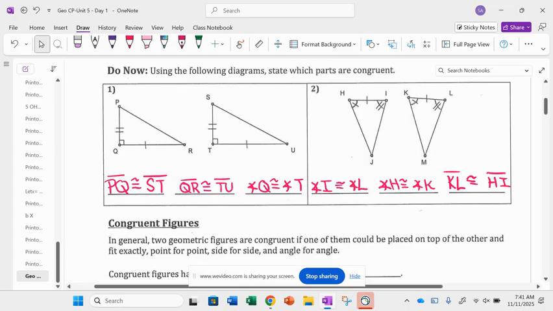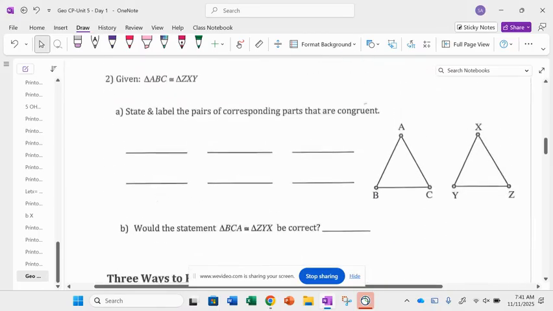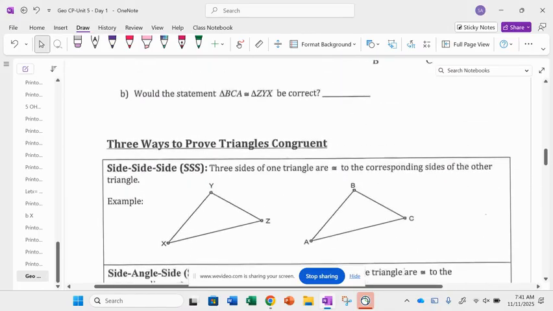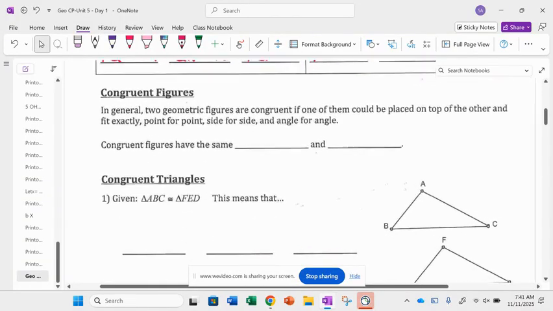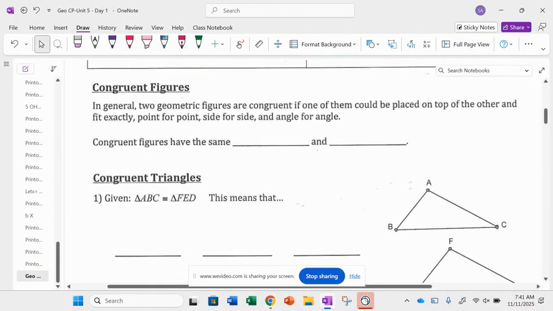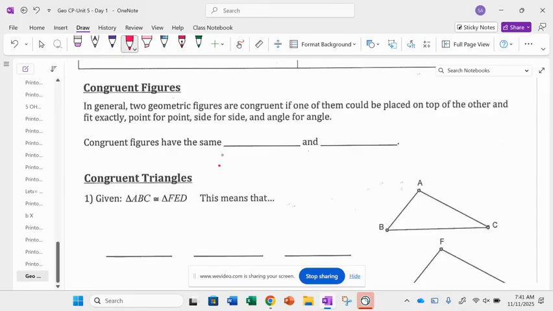Okay, so today we're going to learn how to prove triangles congruent. But before we can learn how to prove triangles congruent, we're going to first talk about congruent figures, and the way we write things really matters. So congruent figures have the same shape and size. So first blank is shape, second blank is size.